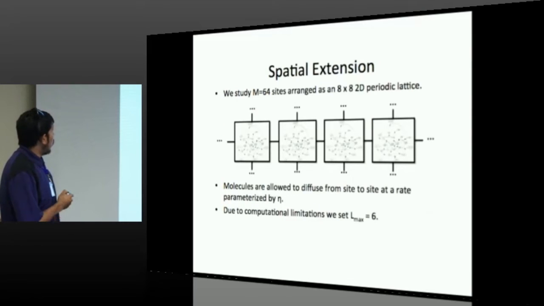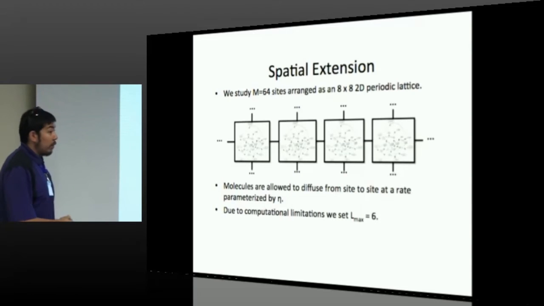So now I'd like to go over our spatially extended model. We study 64 sites arranged as an 8x8 2D periodic lattice. And here I have a little sketch where these squares represent sites. Inside each site, there's the same artificial chemistry. Molecules are allowed to diffuse from site to site at a rate parameterized by eta. And due to computational limitations, we set L max equal to 6.